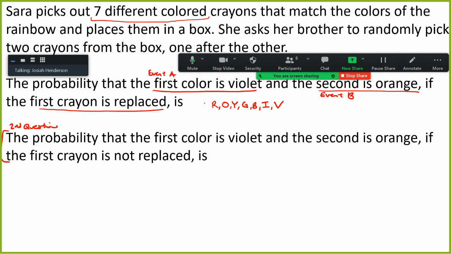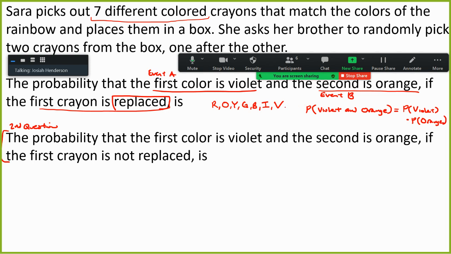So I reach in and I pick one of those 7 different crayons, and I'm hoping I get violet, the V. And then I reach in and there's still 7 because we replaced the violet. So what's the first probability here? Probability of getting violet and orange. There's our actual question written out with symbols. Probability of violet and orange. Well, probability of violet, and then we're going to multiply that by the probability of orange.